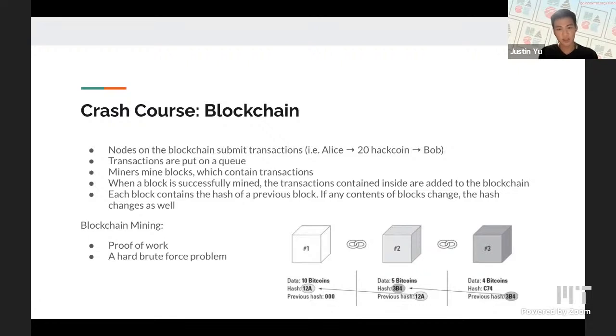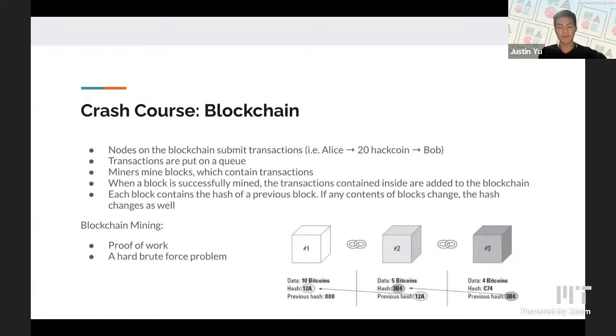is hashed. If you're not familiar with hash functions, basically it's a function that transforms some data into a string, and that string changes in random ways if the data that was hashed changes. Because there's this hash of the data inside the block, if you change any data within the block, the hash will change completely. And in addition, each block contains the hash of a previous block.